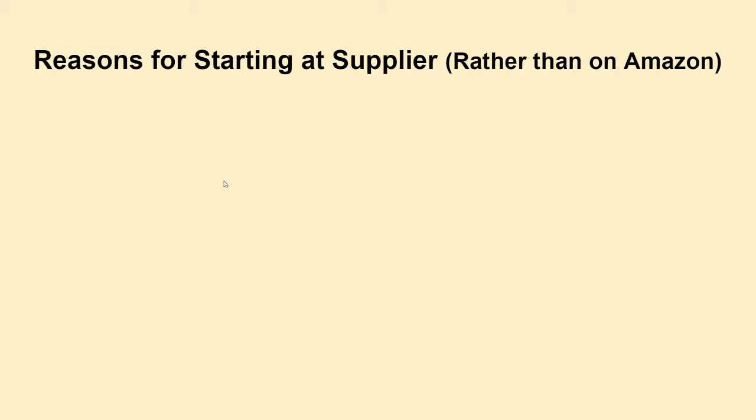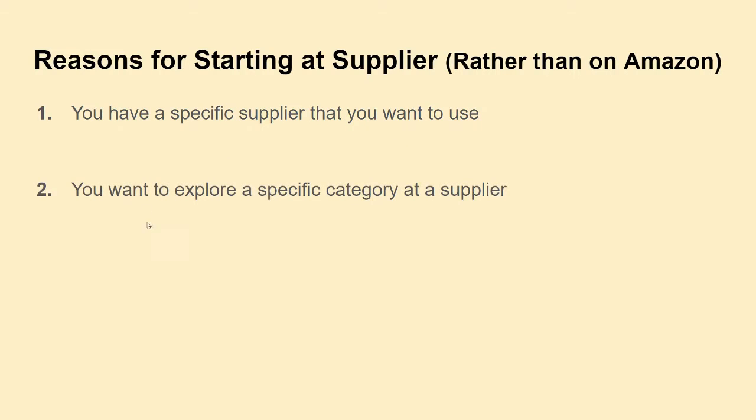Now, I know in previous videos I have talked about starting on Amazon, looking for a certain brand, and then reverse searching back to suppliers. But what if you have a specific supplier that you want to use? You may already have a supplier that for whatever reason you want to use, then you need to start at the supplier. Number two, you just might want to explore a specific category at a supplier. So that's another reason why you may want to start your research at the supplier rather than on Amazon.